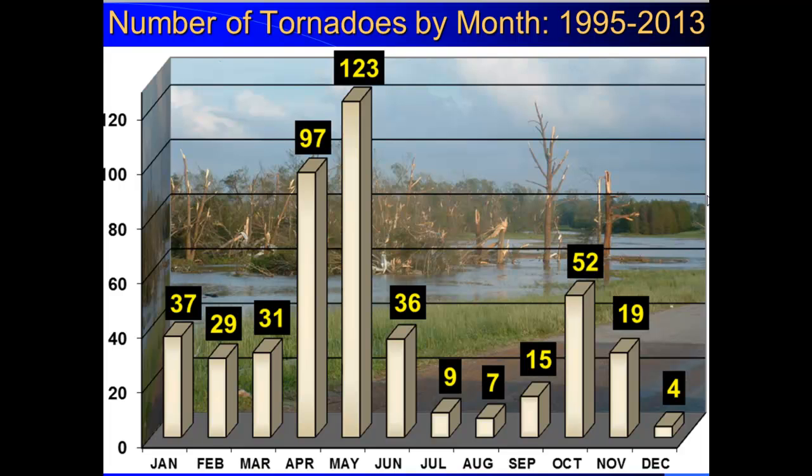Here is a breakdown of tornadoes by month. As you can clearly see, April and May are our main tornado months, and there are a few months that tornadoes are more rare in, such as July, August, and December. But essentially, tornadoes have occurred in every month of the year. And we definitely also see a spike here in the fall months and also the late winter to early spring months.